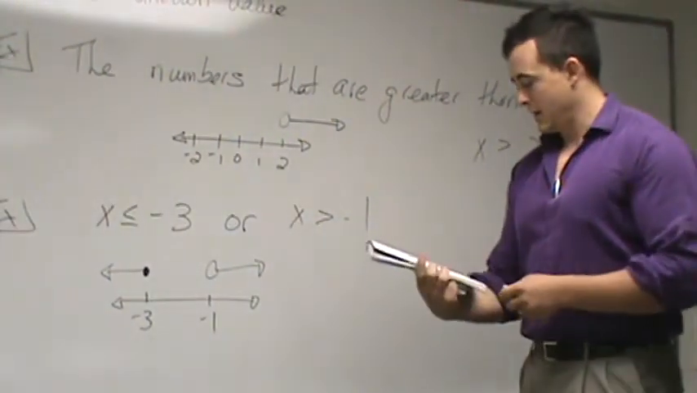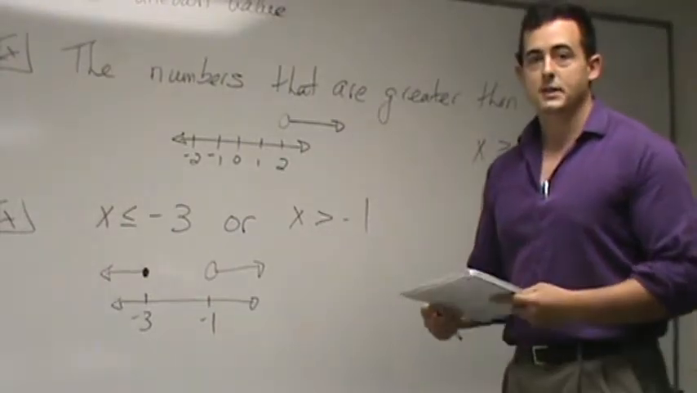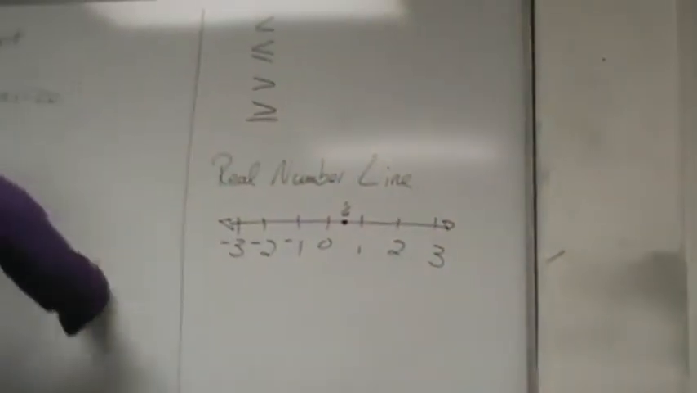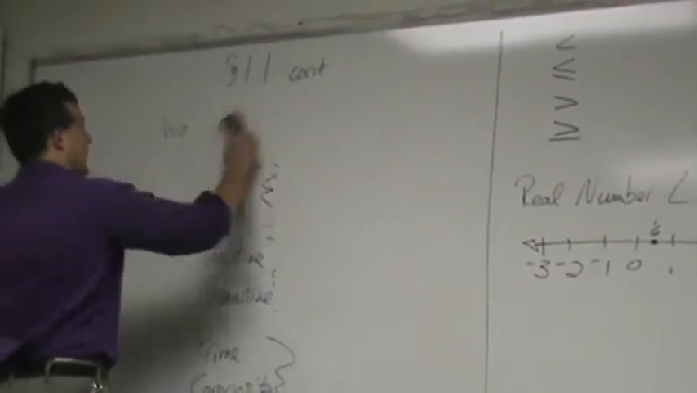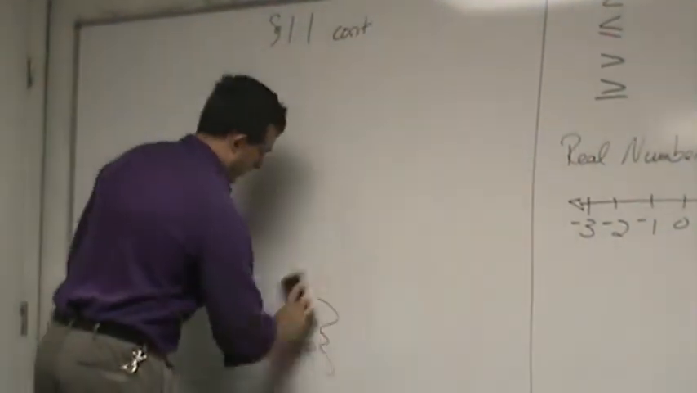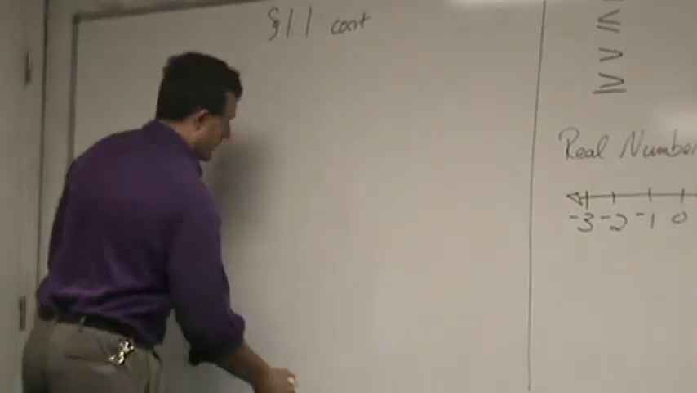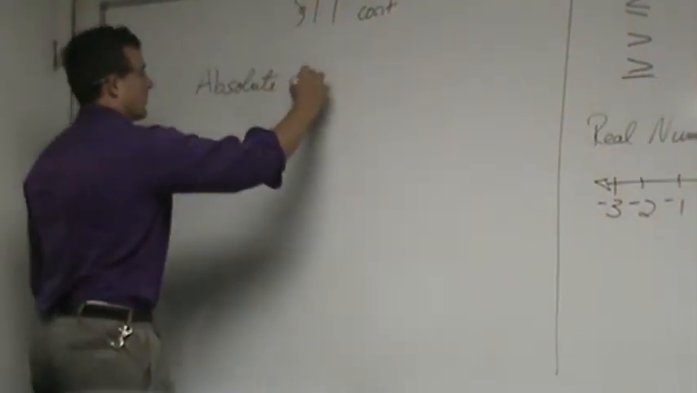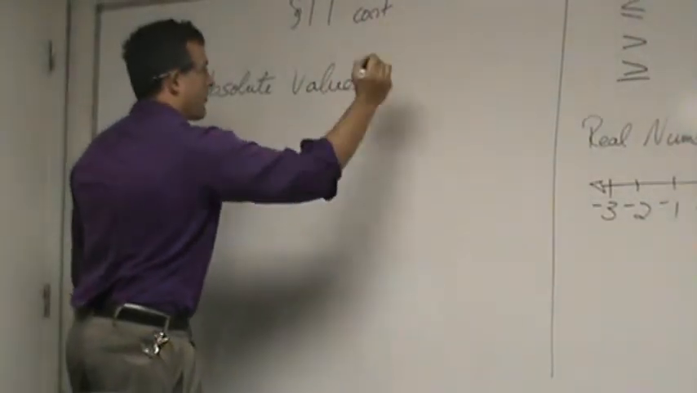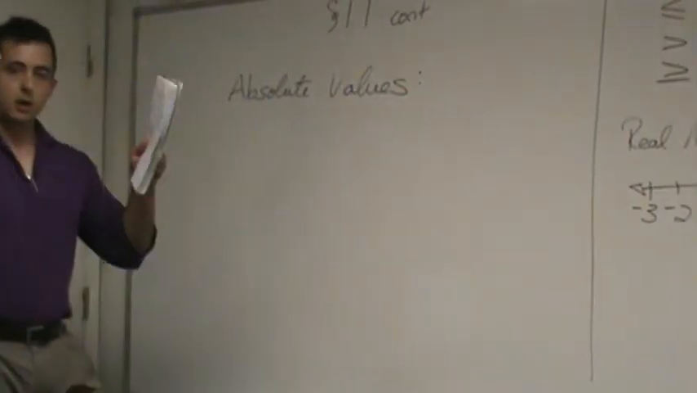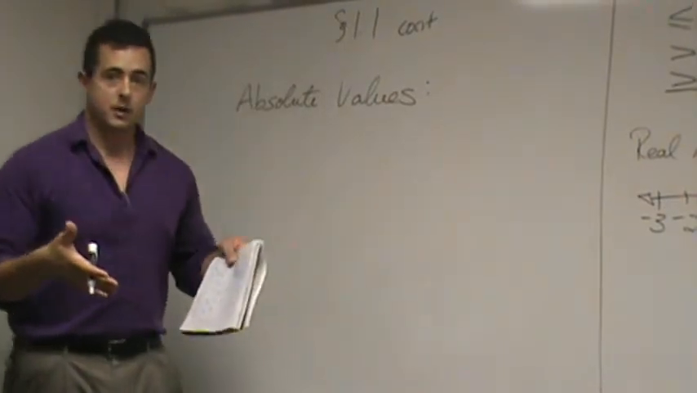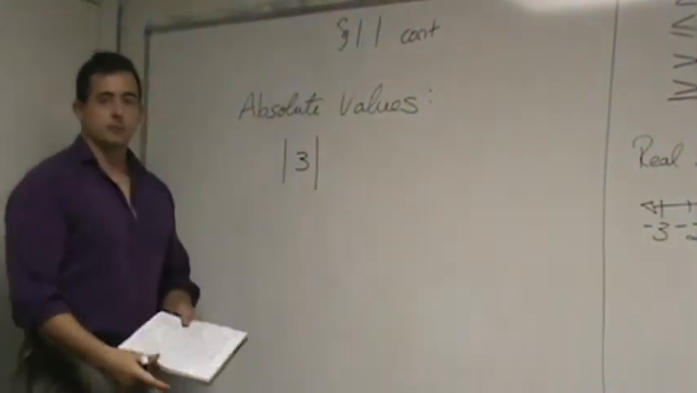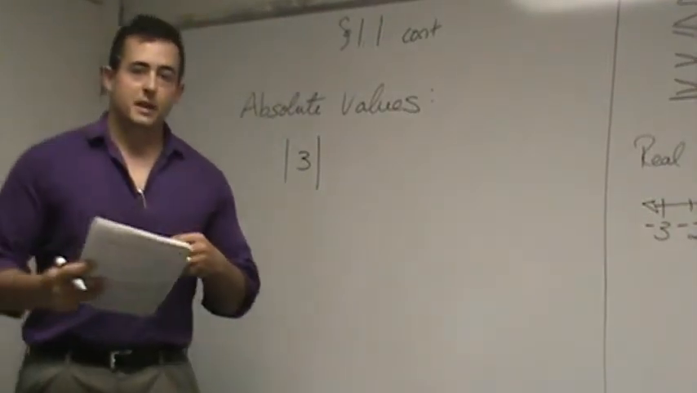Okay, there's one more idea in section 1.1. This one's going to go really quickly. We're going to talk about absolute values. Absolute values are those vertical bars that you see put around numbers. So this would be the absolute value of 3. And what it means is the distance that number is from 0.